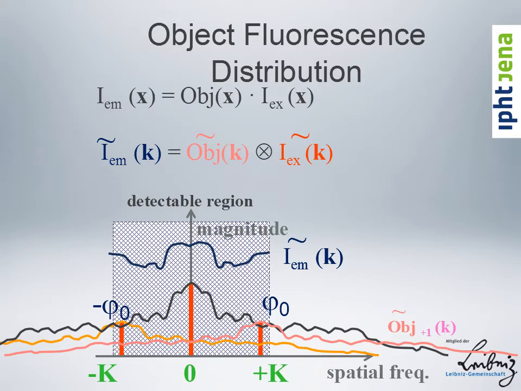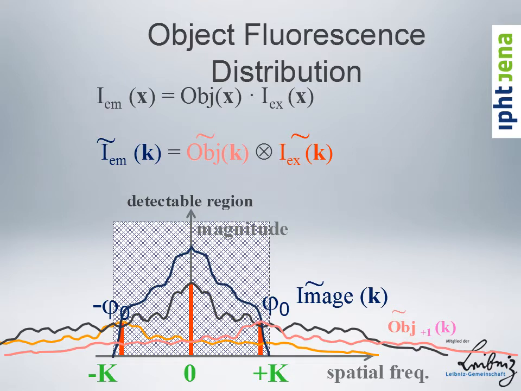So now it gets imaged by the microscope system. That is now very simple. Imaging with a microscope system means multiply with the optical transfer function. That means that we get something like this. So our measured raw data, apart from the noise, would be this curve.